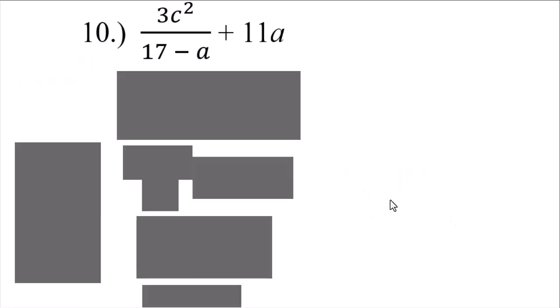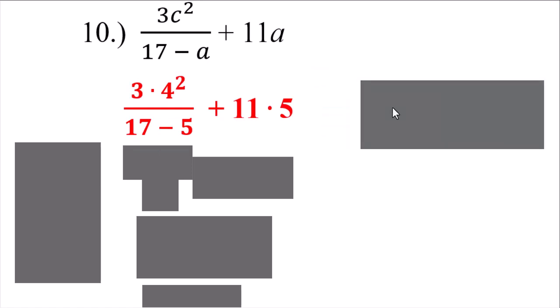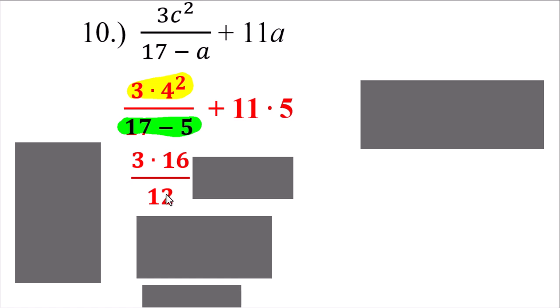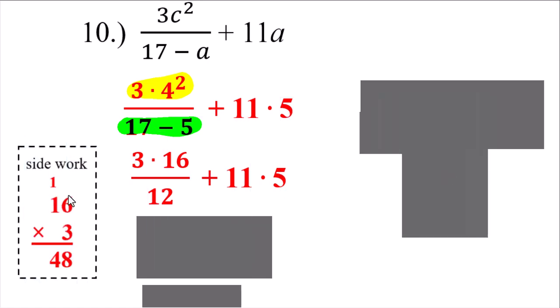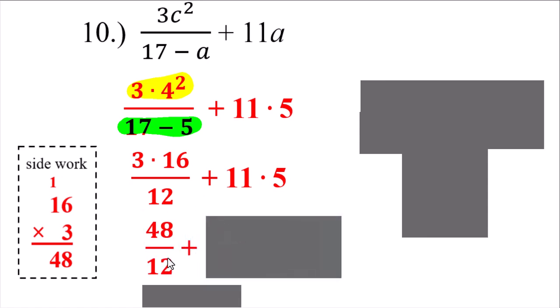And finally, problem number 10. Did your substitution step look like this? Did you realize there are 2 sections of parentheses? The numerator is considered to be in parentheses, and the denominator is considered to be in parentheses. So start with the numerator: 4 to the second should be done before you multiply by 3. The exponent is before multiplication. 17 minus 5, that's what I meant to say, gives you 12. Bring everything else down. 11 times 5 is not in parentheses. 3 times 16, if you don't know what that is, go off to the side. You're going to get 48, still over 12.